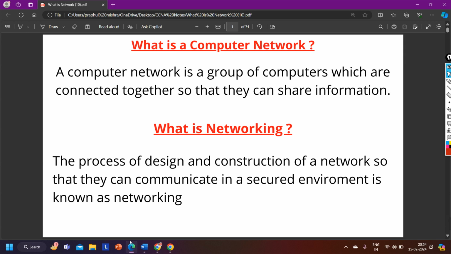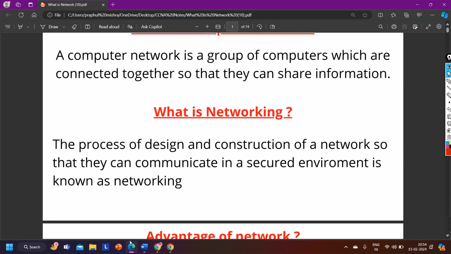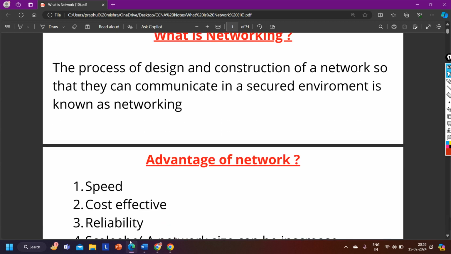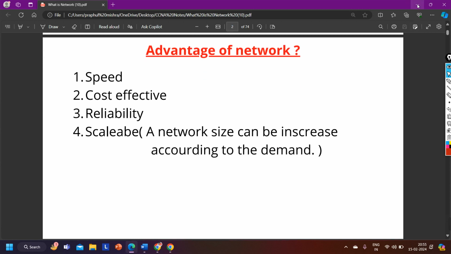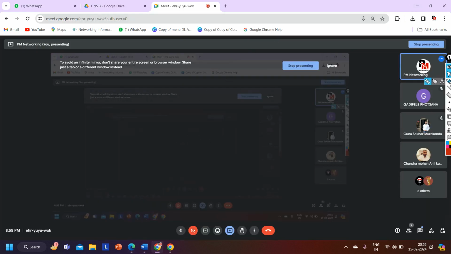Here you can also see what a computer network is. A computer network is a group of computers, or networking devices, connected together so that they can share information. Networking is the process of design and construction of a network so that they can communicate in a secure environment. Then what is the advantage of a network? Why did we come up with networks? To exchange information. To exchange information only?